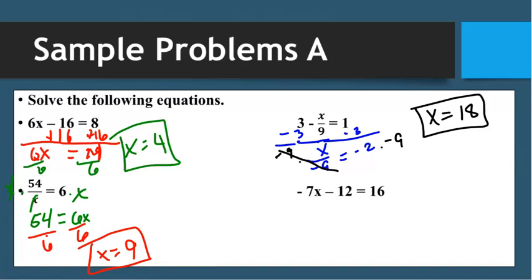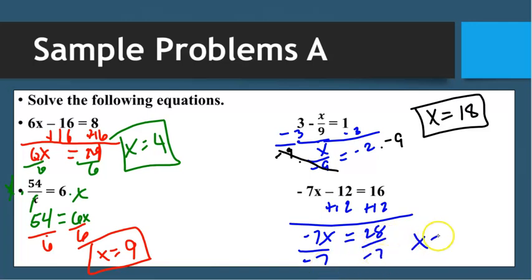Next one, the opposite of subtracting 12 is adding 12. So you always want to start on the side that has the variable on it. So now I have negative 7x equaling 16 plus 12, which is 28. The opposite of multiplying by negative 7 is dividing by negative 7. x is going to equal a negative 4.